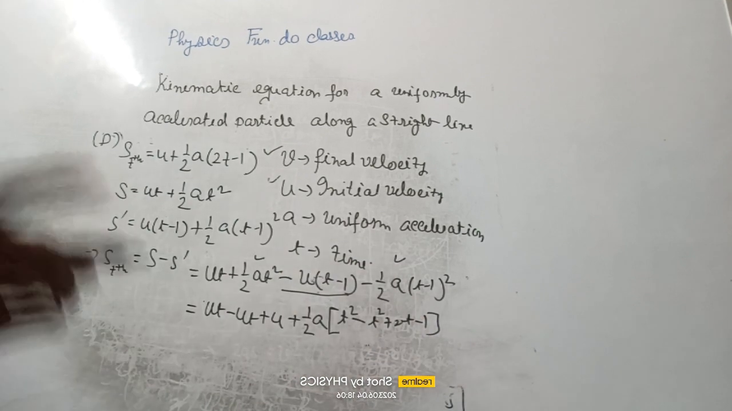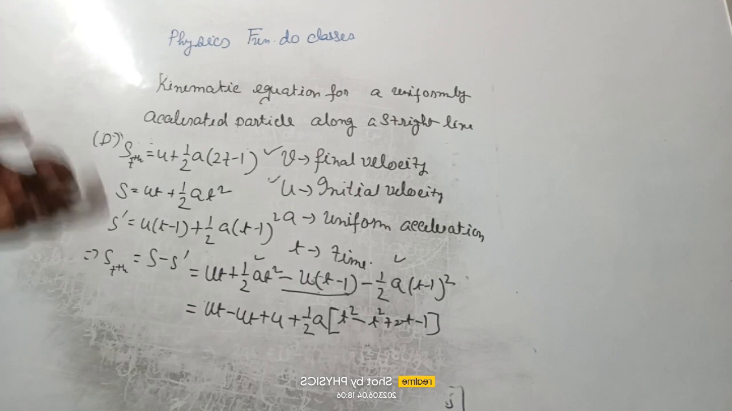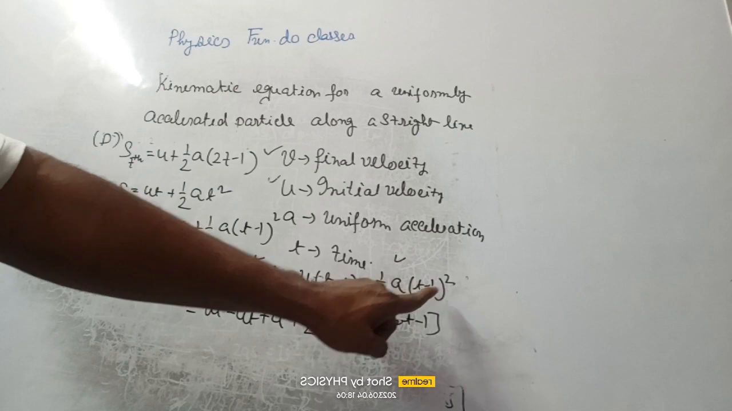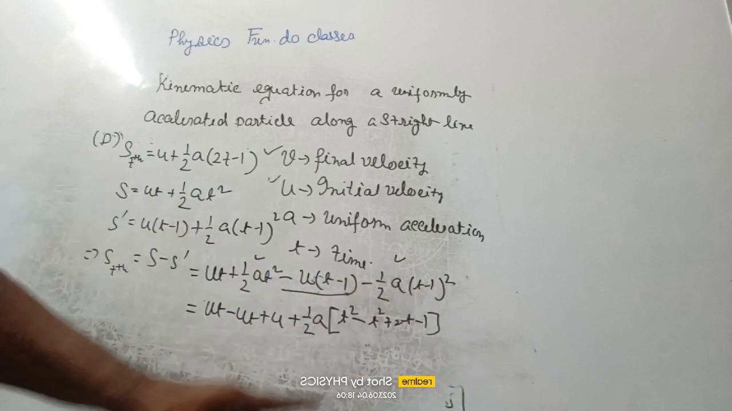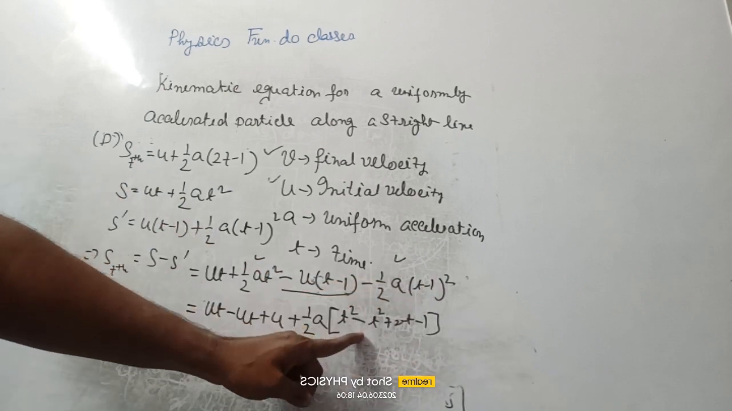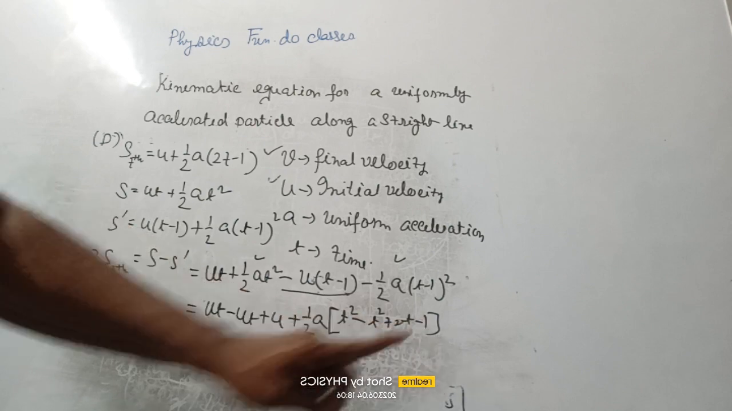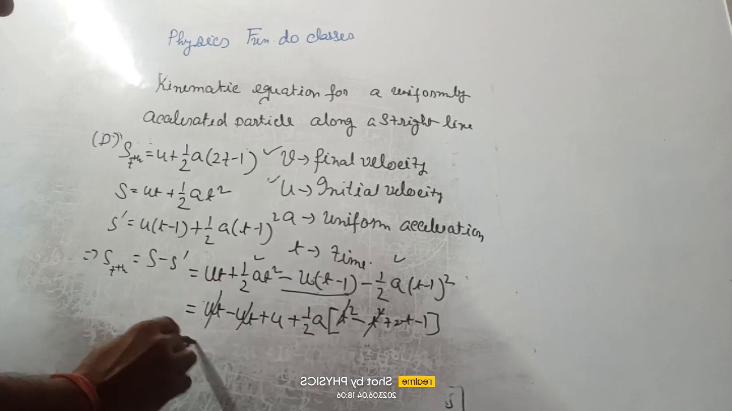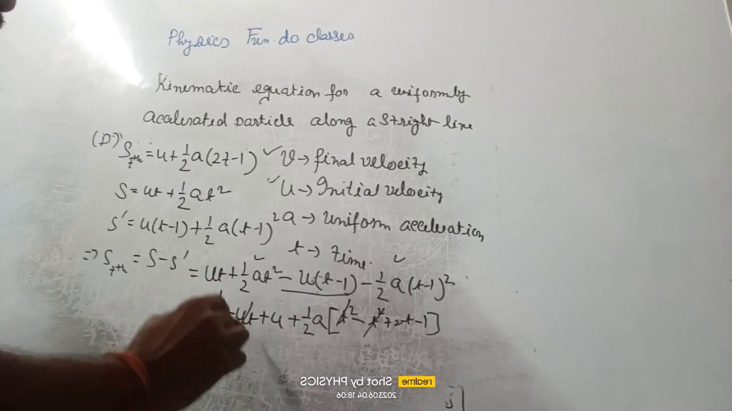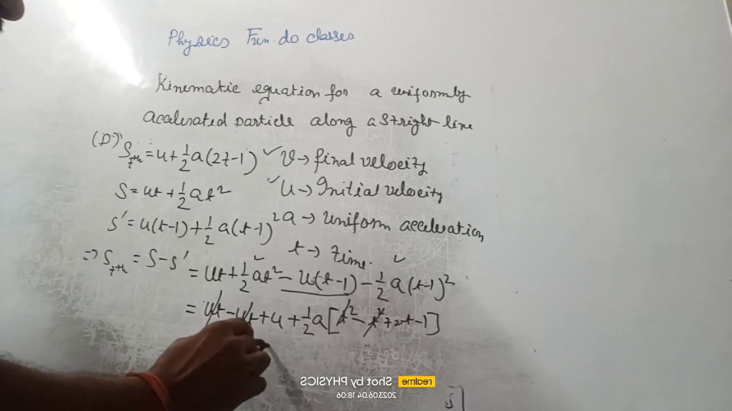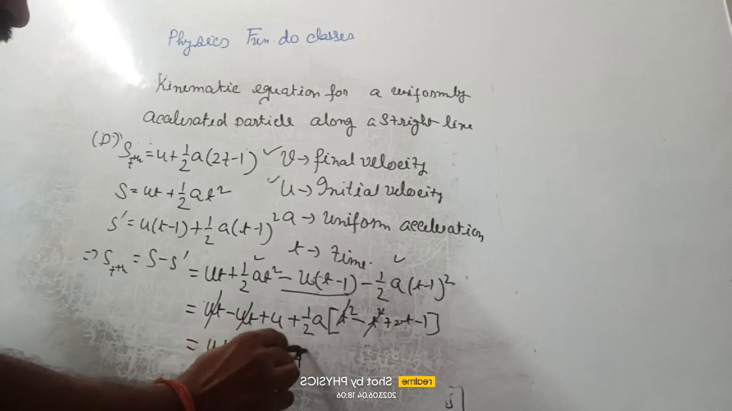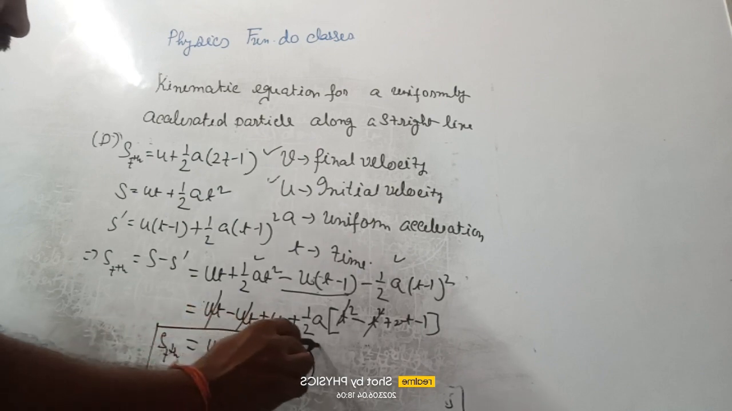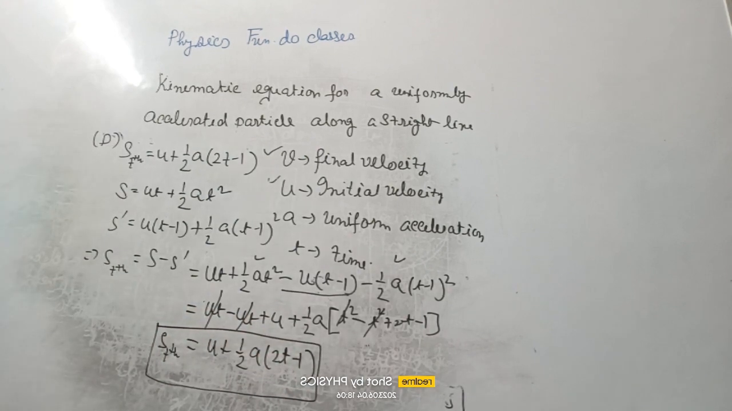(a minus b) whole square is a square minus 2ab plus b square. So t minus 1 whole square is t square minus 2t plus 1. As there is a minus sign, minus of minus 1 is plus, and plus minus again minus. Now t square will be cancelled out, and ut will be cancelled out. We have u plus half a into (2t minus 1). This is s tth.